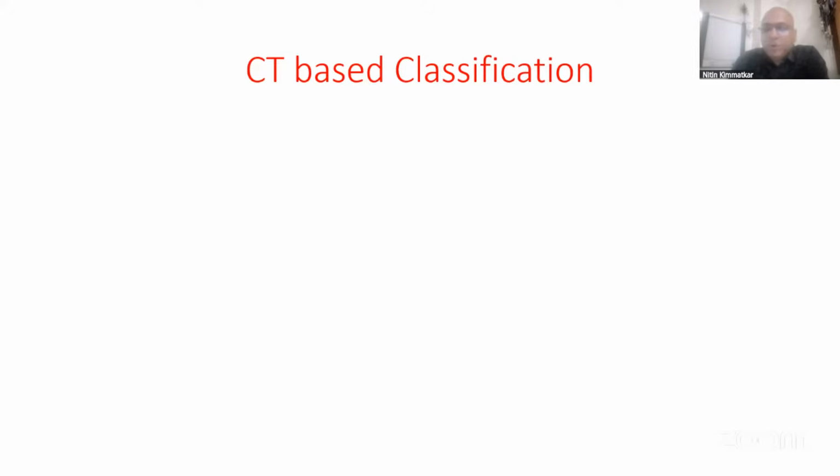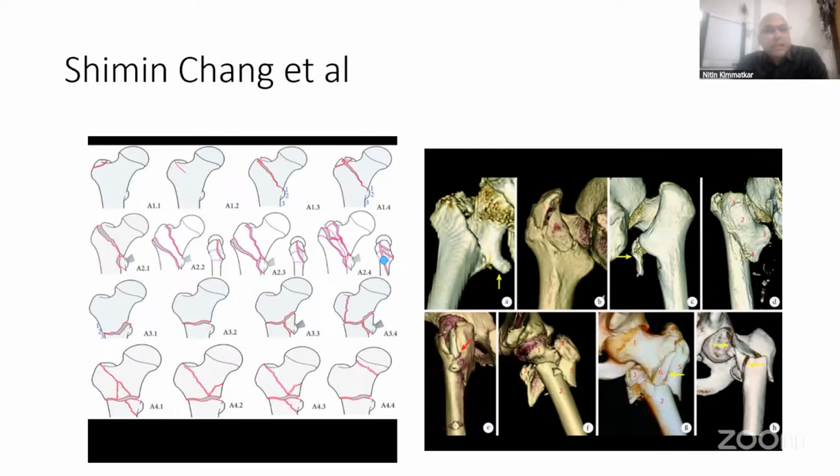The AO/OTA classification came in 2018. It is now 8 years down the line. This classification was basically depicted on the AP X-ray. So whatever is there, like A1.1, A1.2, we are most concerned about A2 fractures and A3 fractures. This only depicts the AP view. So some people have tried to classify these fractures on the lateral view also with the help of a CT scan.